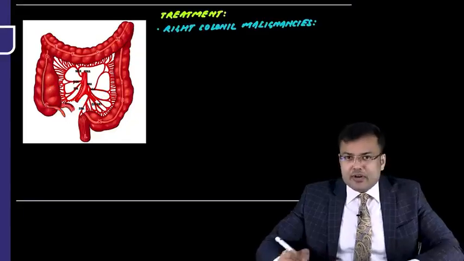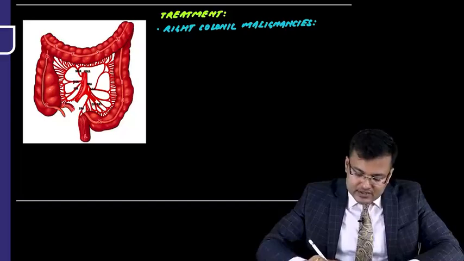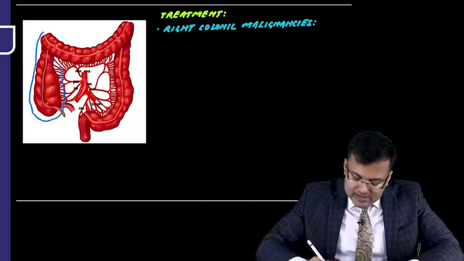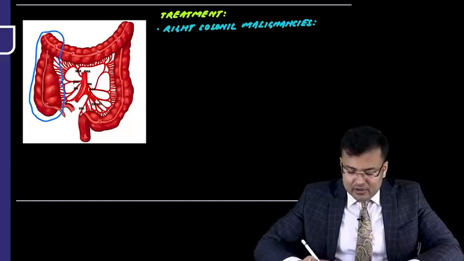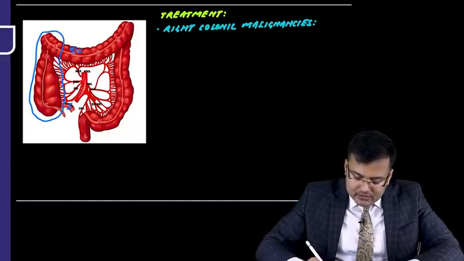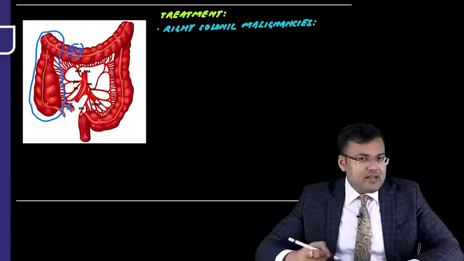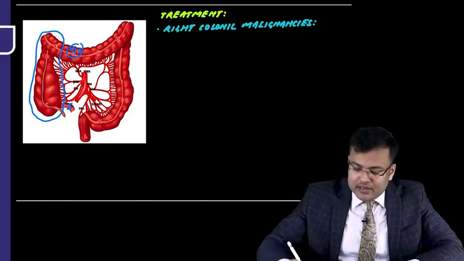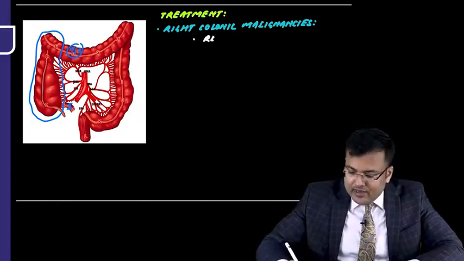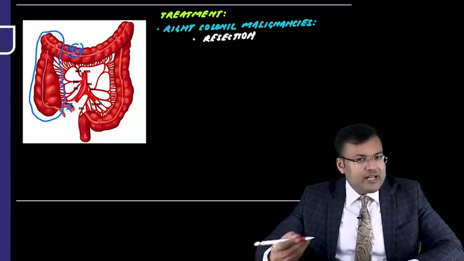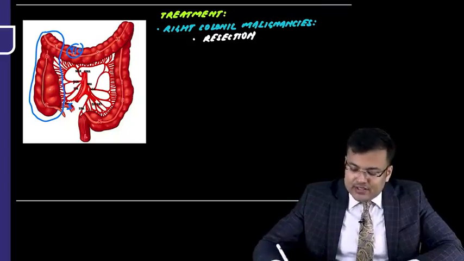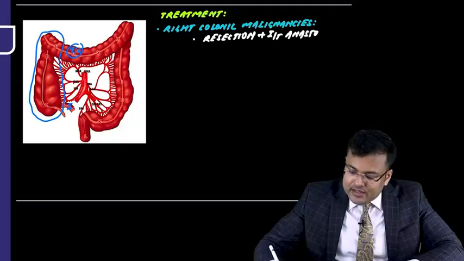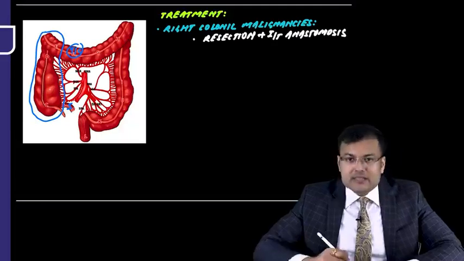Now, what should be the treatment for right colonic malignancy? Obviously, we go for resection. Anywhere in the right colon malignancy is there, you go for resection. And after resection, this is the ileum and this is the part of transverse colon. So you perform anastomosis between ileum and transverse colon. So this is ileotransverse anastomosis. So what kind of surgery is done? Resection, usually right hemicolectomy or extended right hemicolectomy. So resection plus ileotransverse anastomosis.